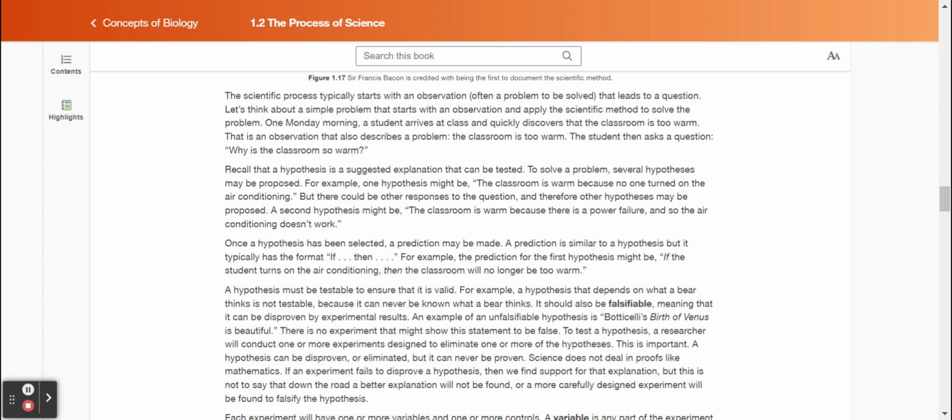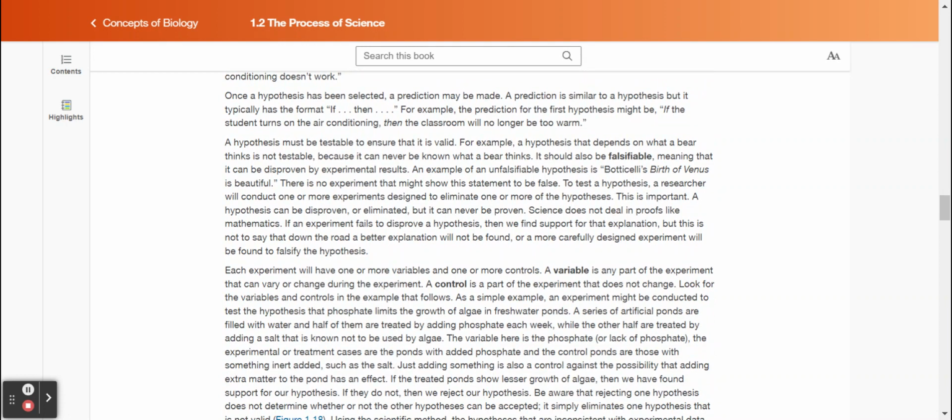The student then asks a question. Why is the classroom so warm? Recall that a hypothesis is a suggested explanation that can be tested. To solve a problem, several hypotheses may be proposed. For example, one hypothesis might be the classroom is warm because no one turned on the air conditioning. But there could be other responses to the question, and therefore other hypotheses may be proposed. A second hypothesis might be the classroom is warm because there is a power failure, and so the air conditioning doesn't work.